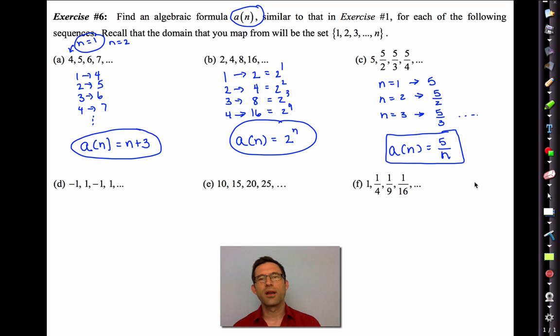Oh boy, now we're going to get a little bit harder. All right, -1, 1, -1, 1, etc. So somehow I need a formula that just flip-flops between -1 and 1. All right, there's a lot of possibilities here. So what I want you to do is pause and think if you can come up with a formula that will give you that.